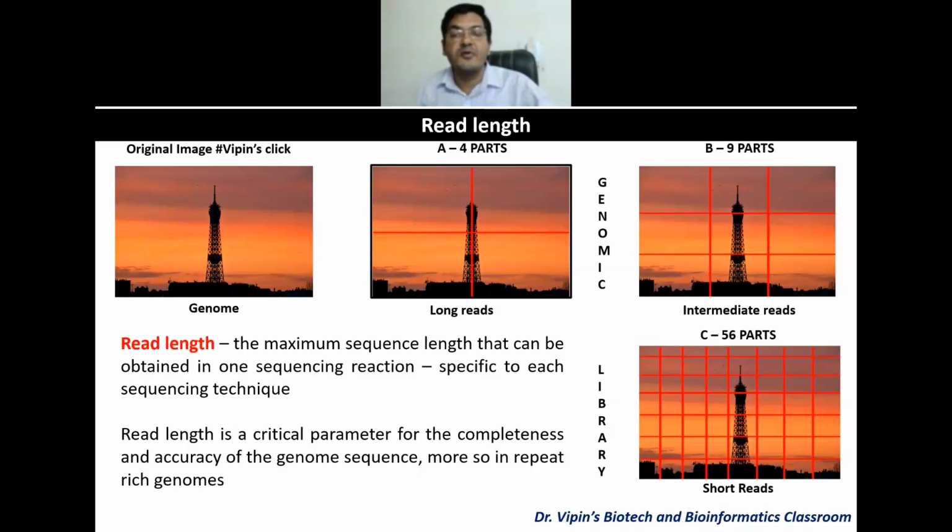And then of course you have the long read sequencers like nanopore and PacBio. These can give you 10 KB of sequences and so on and so forth. We'll talk of nanopore as we move along, because nanopore data is what we're going to use for Galaxy analysis. So read length is a critical parameter for completeness and accuracy of the genome sequence, more so in repeated genomes. Therefore, the trend of sequencing is now towards the long read sequencers.